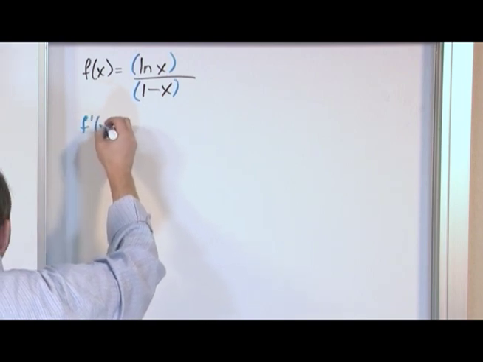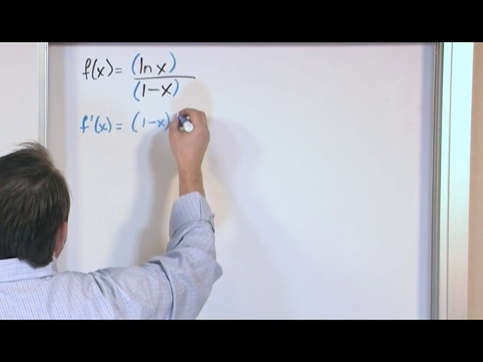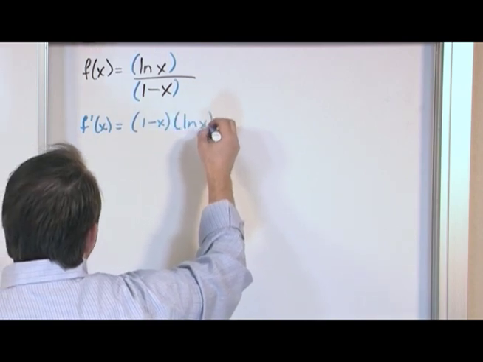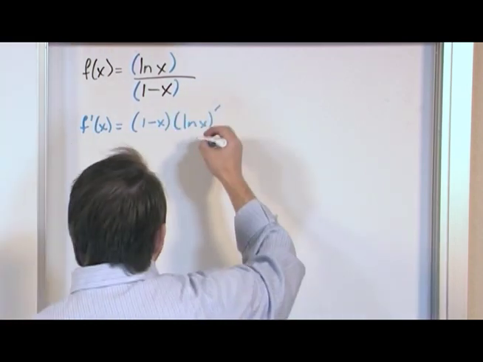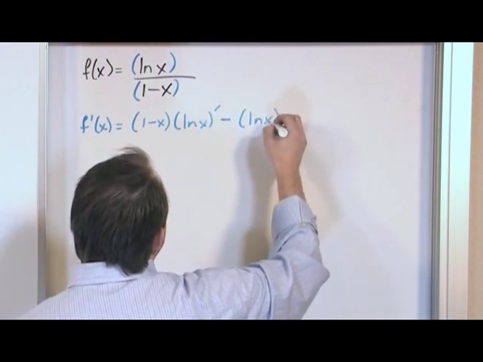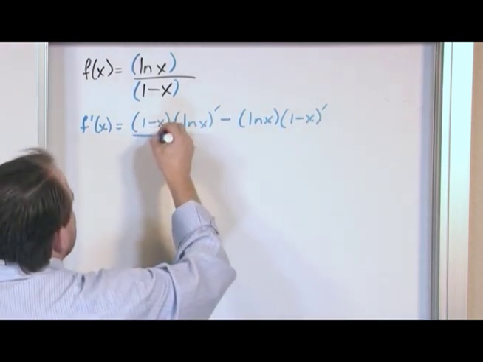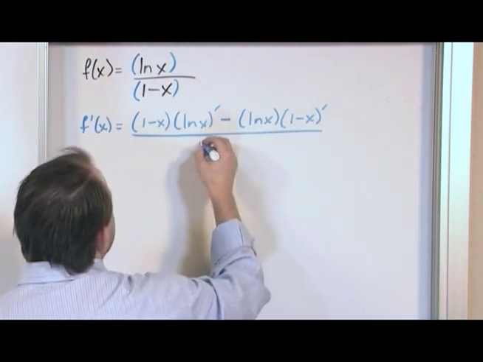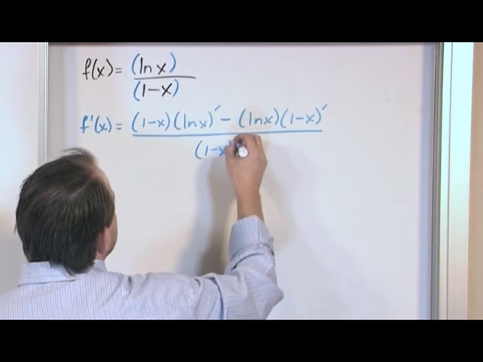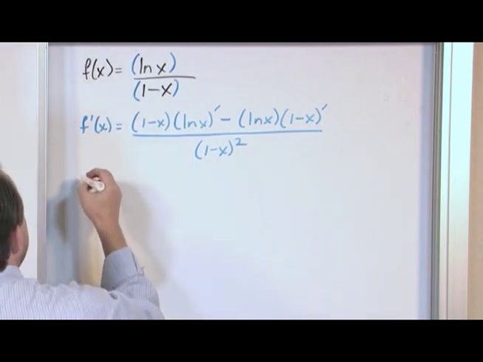f prime of x is equal to the bottom, 1 minus x, times the derivative of the top, natural log of x prime for derivative. Bottom times the derivative of the top minus the top times the derivative of the bottom, over the bottom squared, 1 minus x squared. All right, we haven't taken any derivatives yet, so let's go and do that now.